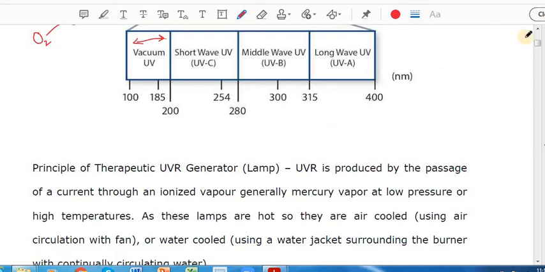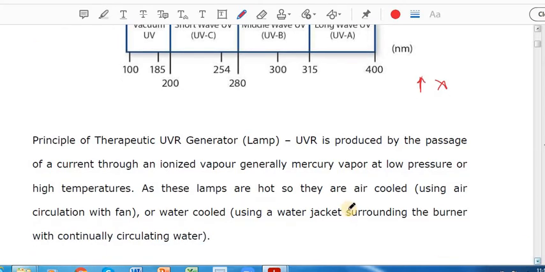Now, as I said, this is on the left side of your visible spectrum, which means the energy is even higher. So simply by heating a filament, as we have been doing in case of infrared lamps, will not give you the production of ultraviolet radiations, and you need special lamps. You need special lamps with some special phenomena or some special principle which can give you ultraviolet production. So all these ultraviolet lamps or generators are based on the principle of mercury excitation and emission of photon.